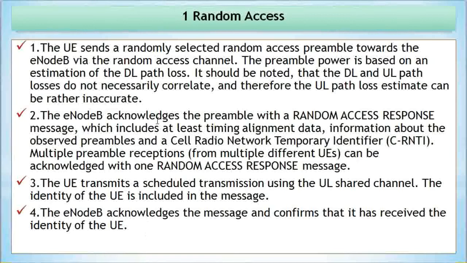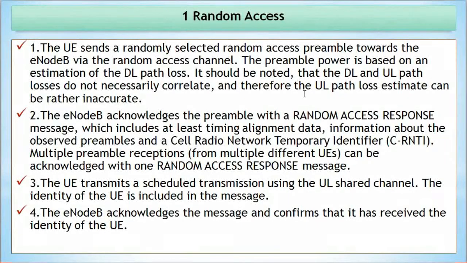Now we will see the process of random access. The UE sends a randomly selected random access preamble toward the eNode B via the random access channel. The preamble power is based on an estimation of downlink path loss. It should be noted that the downlink and uplink path losses do not necessarily correlate, and therefore the uplink path loss estimate can be rather inaccurate.